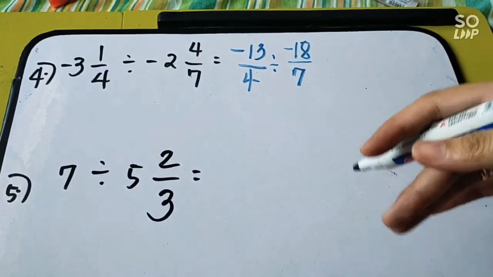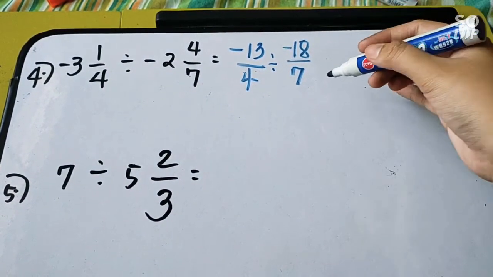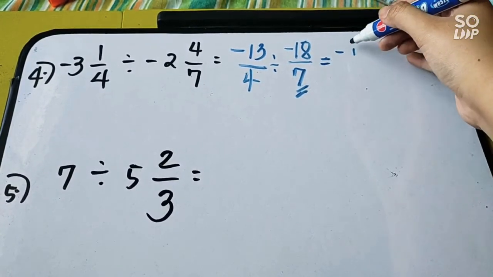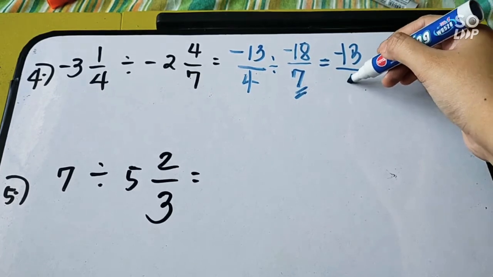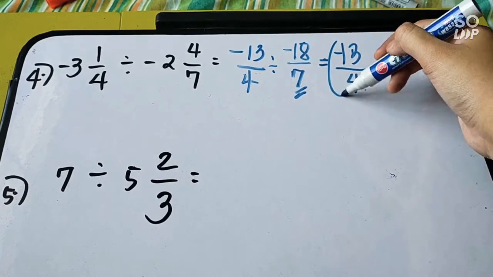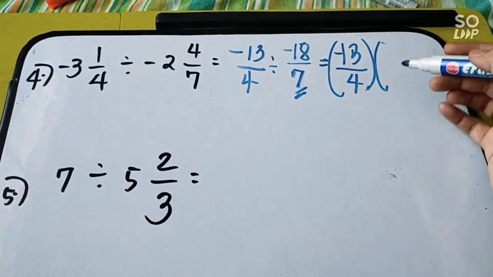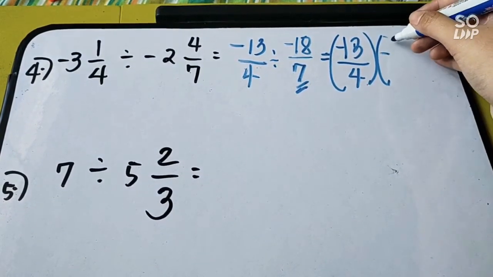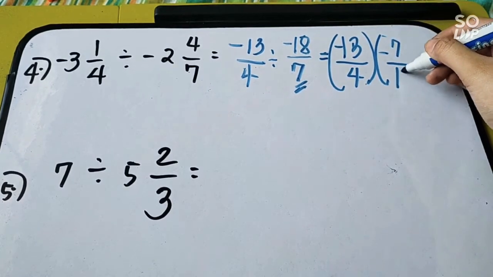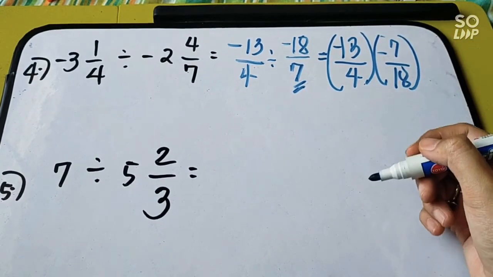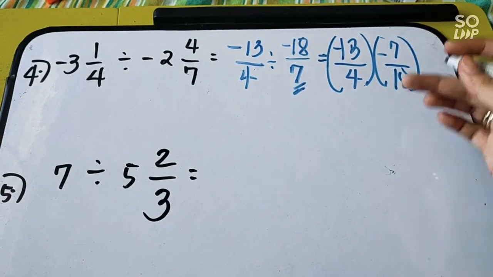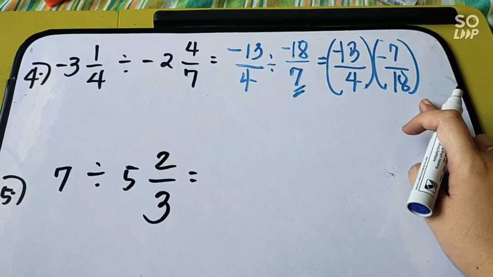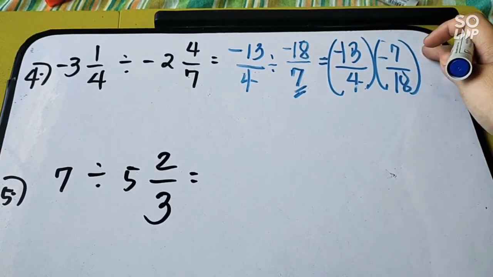Ayan. So, mixed number muna. Afterwards, tsaka tayo mag-reciprocal. So, it is equals to negative 13 over 4. Find the reciprocal, then change it into multiplication. So, negative 18 over 7, it becomes negative 7 over 18. Ayan. Then, proceed to multiplication. Numerator by numerator, denominator by denominator. So, tingin muna kung meron bang pwedeng i-cancel out.